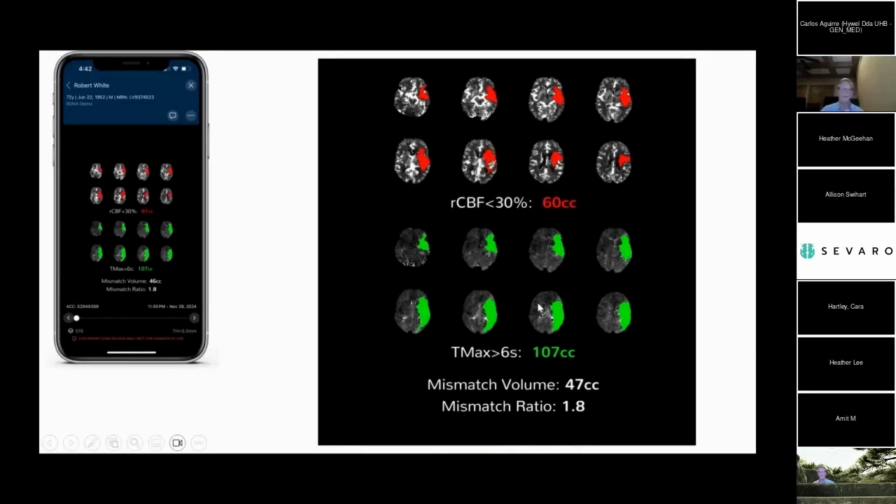And here's just another Viz. Here's just the summary map, just to show you. Again, Tmax greater than 6, this is affected tissue. rCBF less than 30, this is core, mismatch ratio 1.8.